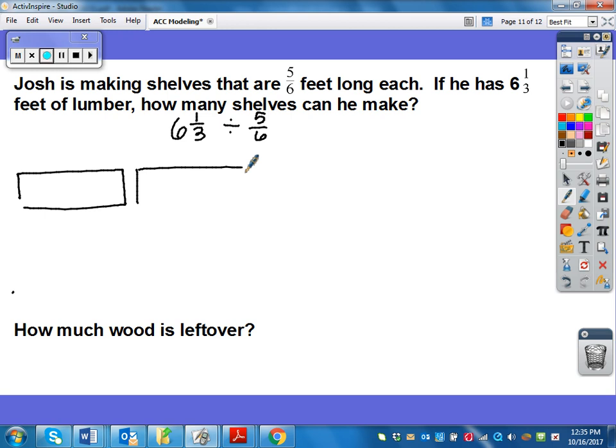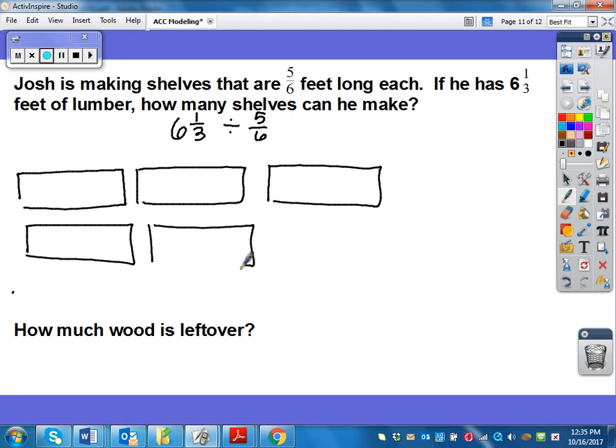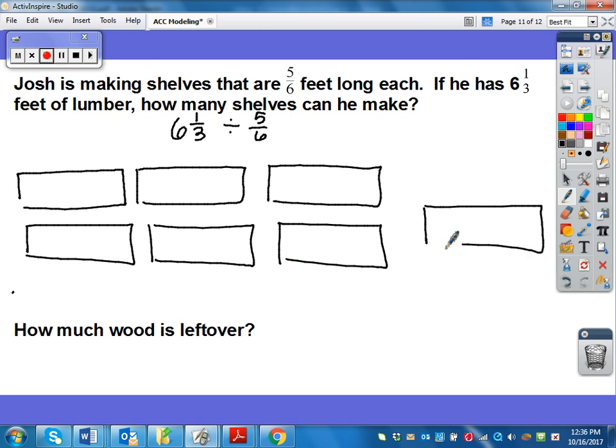So to use the box model, I'm actually going to need to draw out 6 1/3. So I have 3, 4, 5, 6, and then that one's my 7. Now what's tricky about my 7 is I don't actually have 7 full feet of lumber. I only have 6 1/3. So I'm going to mark an X through those extra 2/3 that I don't need, because I only need to start with 6 1/3.